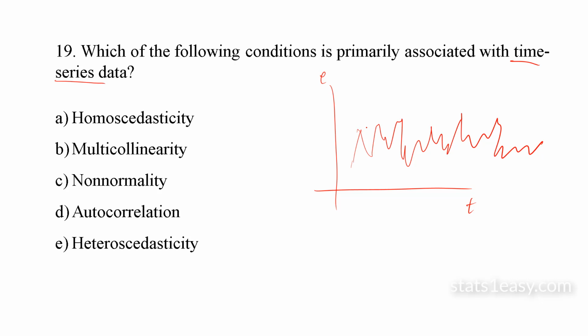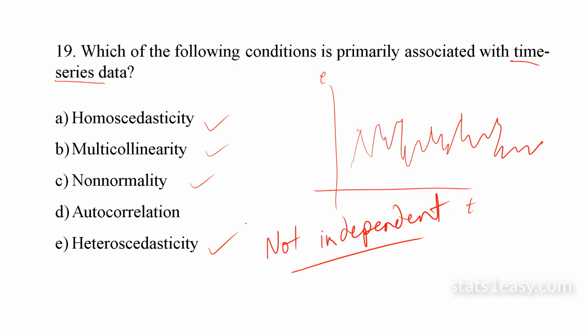Now if the errors are not independent, we say the errors are serially correlated or autocorrelated. So if they're not independent, we say they are serially correlated or autocorrelated. So in this case, the answer here is going to be D. And by the way, we check for all these anyway whenever we are determining whether the assumptions are satisfied. So the answer here is just autocorrelation because we're dealing with time series data.